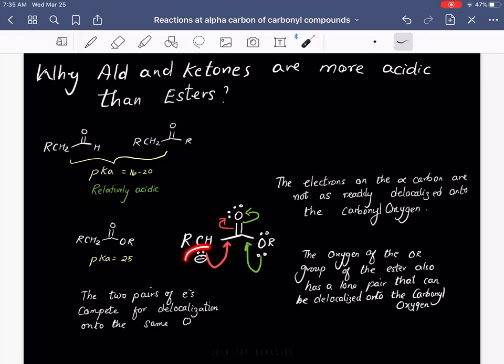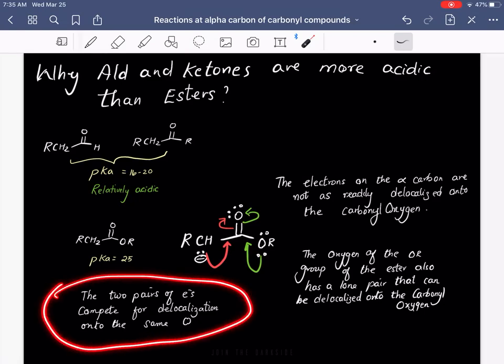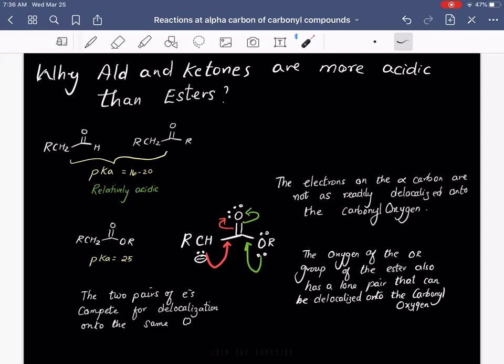These electrons right here are not completely delocalized onto the oxygen. There is some kind of competition between the lone pair on the oxygen and the delocalized electrons on the carbon. The electrons on the alpha carbon are not as readily delocalized onto the carbonyl oxygen, and the oxygen of the OR group of the ester also has a lone pair that can be delocalized onto the carbonyl group. So the two pairs of electrons compete for delocalization onto the same oxygen.